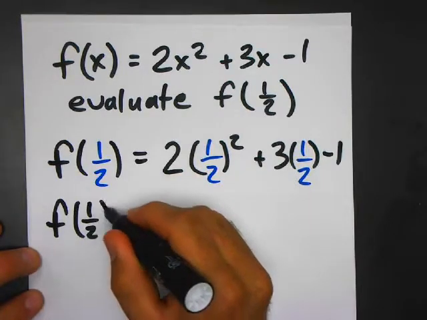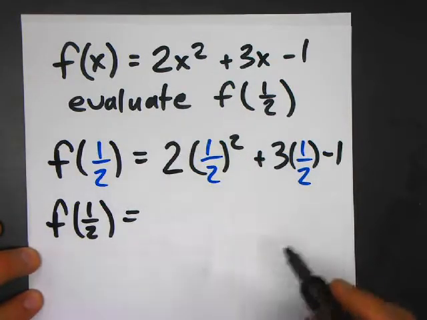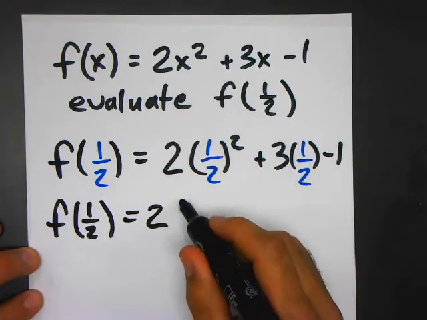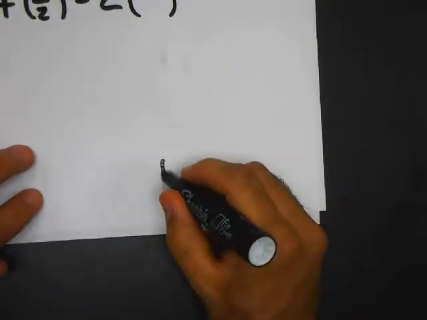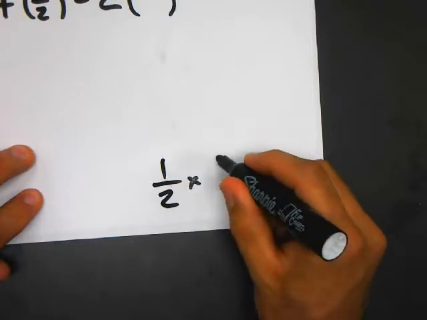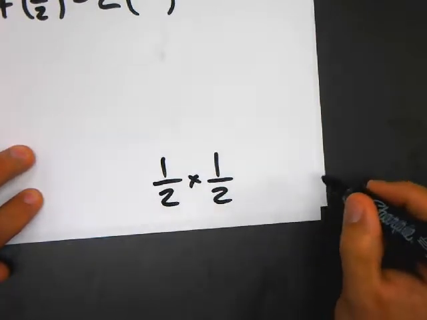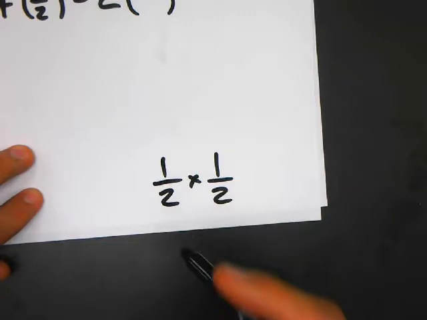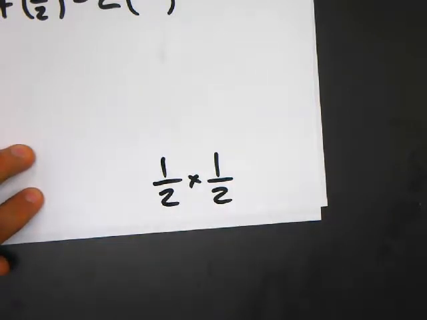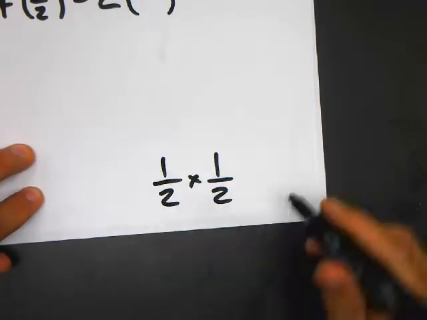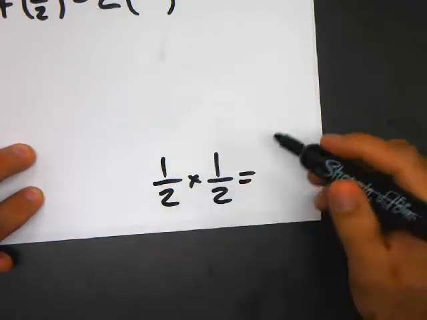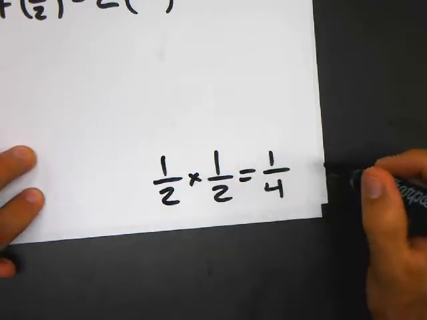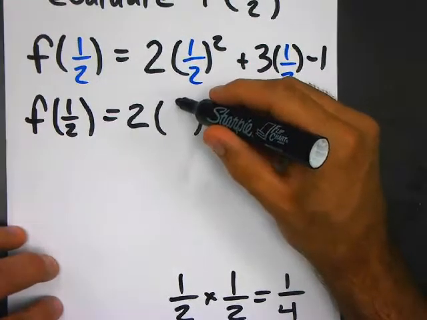Remember, we don't do anything with this side. So we're going to get 2 times, what's 1/2 squared? Well, it's 1/2 times 1/2. And if I was to just do that down here, just to remind you, half times a half, you could think of it as half of a half. So half of 50 cents is 25 cents, which is 1/4. The rule here, though, is top times top, bottom times bottom. So you get 1/4. So I'm going to go back up here. I'm going to put 1/4 here.